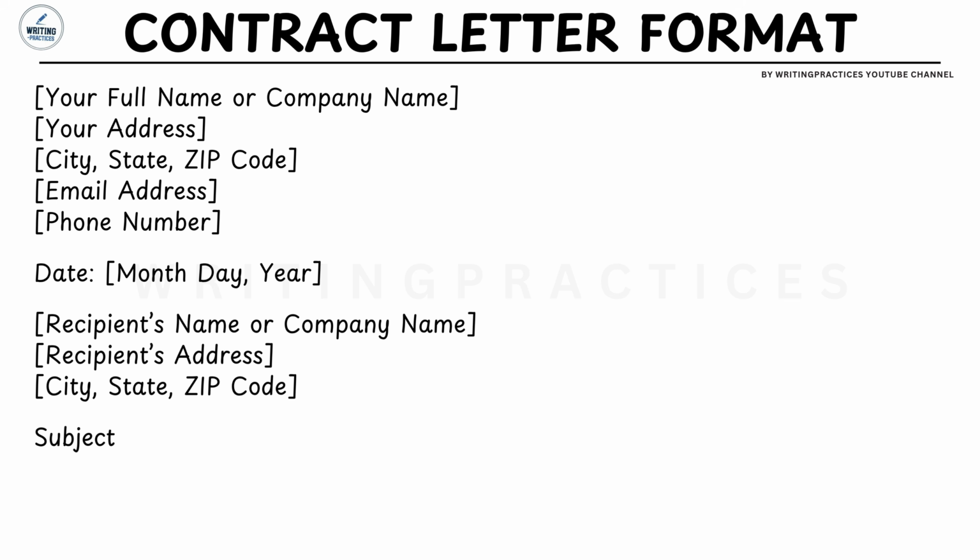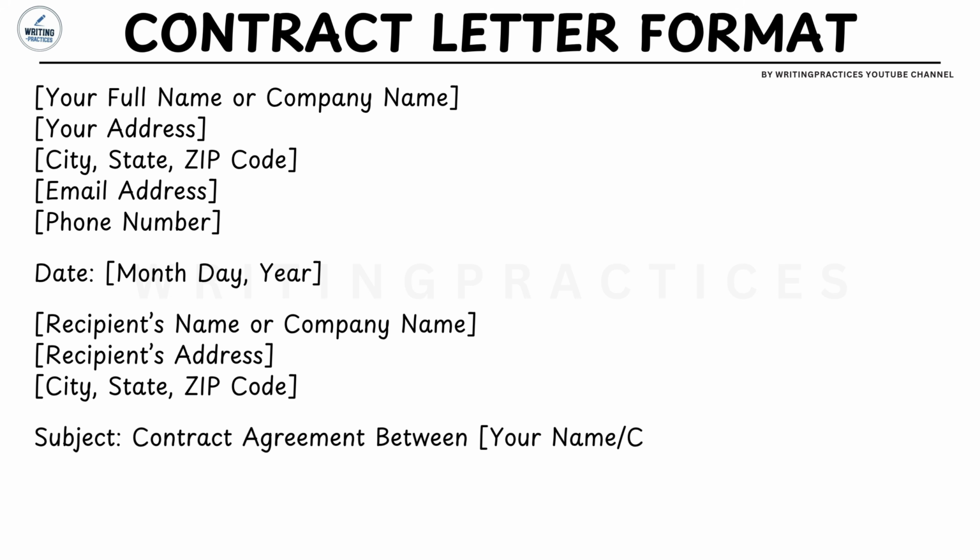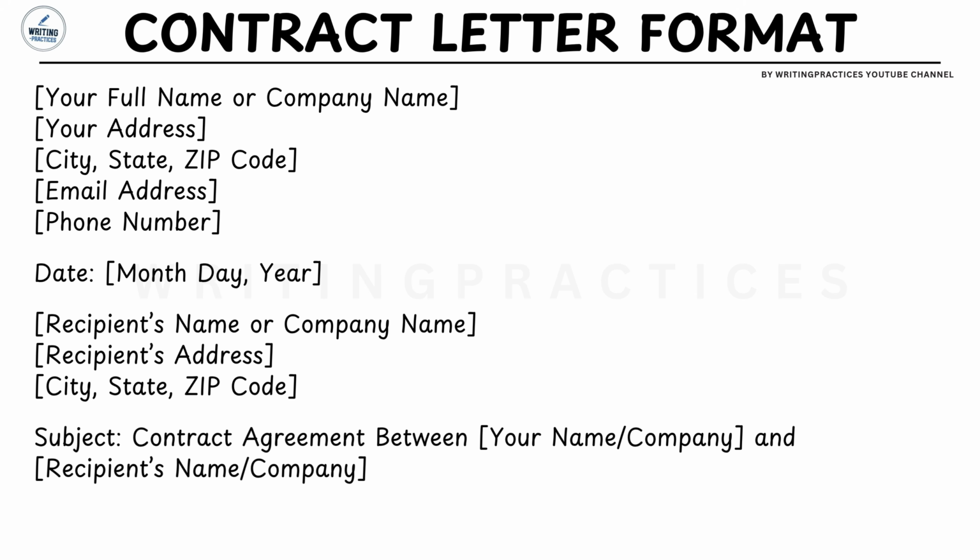Subject line. Next, we have the subject line. Subject: contract agreement between your name or company and recipient's name or company. The subject line gives the reader an immediate understanding of the document's purpose. It's short, clear, and directly states that the letter is a formal contract agreement between two parties. Using the names of both parties makes it easy to identify the contract later for record keeping. The subject line is also important for clarity, especially in a business setting where multiple contracts may exist. It avoids any ambiguity about which project or relationship this specific letter refers to.